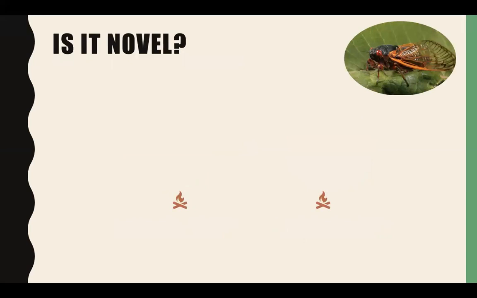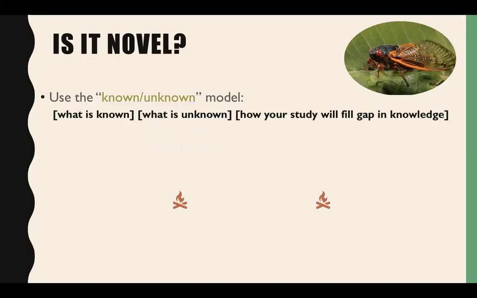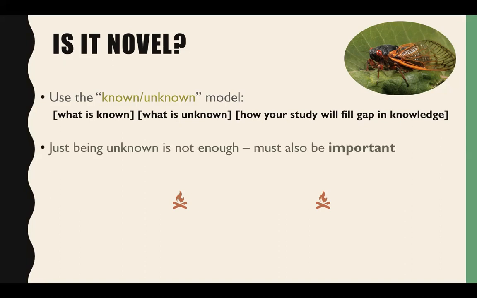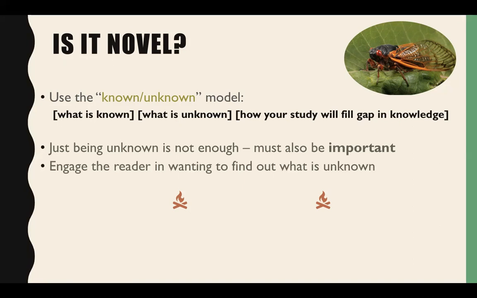Okay, is it novel? So I recommend using this known-unknown model when you're writing about your proposed research. So basically you set up your question by talking about what is known, and then describing the gap in knowledge, and then describing how your study will fill the gap in knowledge. And just the fact that what you're studying is unknown is not enough. It's also got to be important, as I discussed in the previous slide.